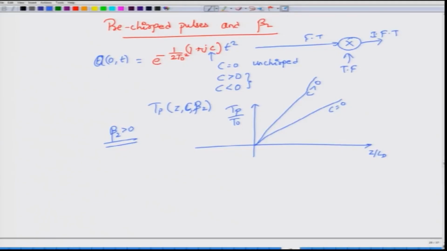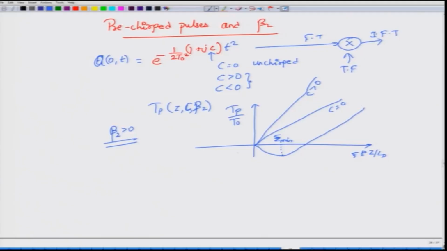What would you expect? It turns out that the pulse width actually decreases below that of the initial pulse width T0 for a certain distance. This distance we call z min. Normalized, you can write this as zeta min, where zeta is by definition z by Ld. So, at a certain distance of propagation, in the initial distance of propagation, the pulse width actually reduces and then increases. This is a very interesting phenomenon.